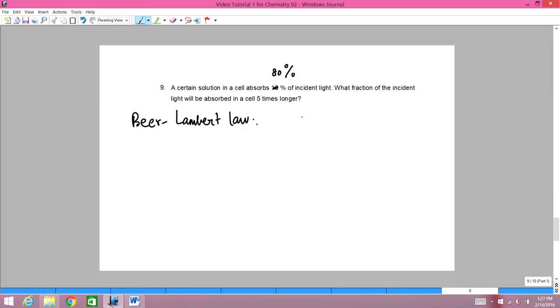So, recall the Beer-Lambert law that the absorbance, which is the logarithm of incident intensity of light to the intensity of light that is emitted, is the molar extinction coefficient epsilon times concentration of the substance times the length of the cell.